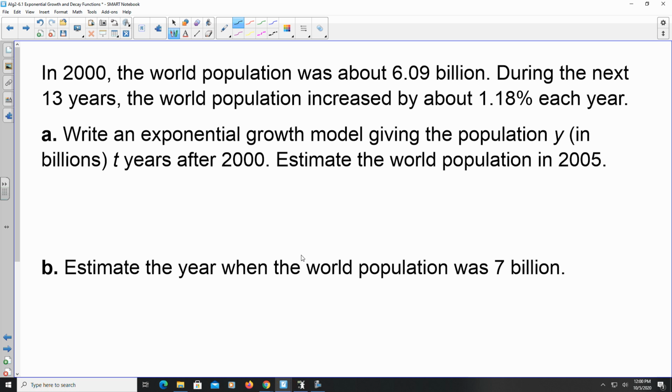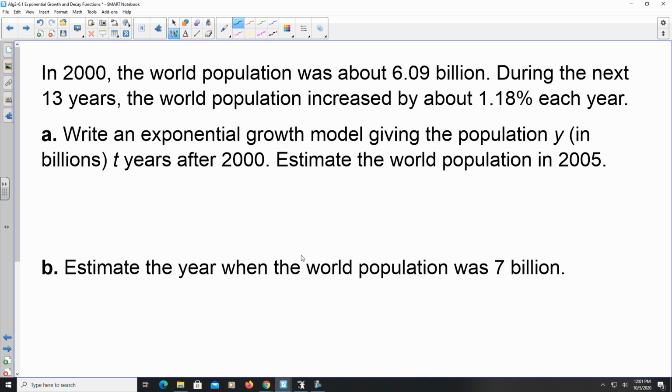Here they give us a problem that says in 2000 the world population was about 6.09 billion. During the next 13 years, the world population increased by about 1.18% each year. They're asking us to write an exponential growth model, giving the population y in billions t years after 2000, and then they want you to estimate the world population in 2005.